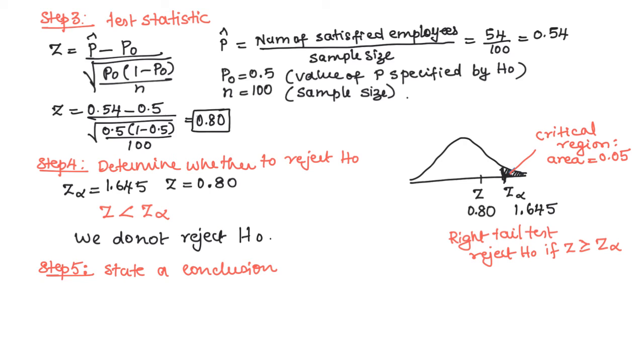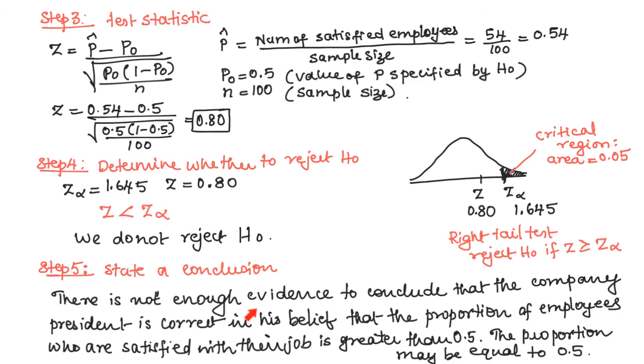Step 5, state a conclusion. There is not enough evidence to conclude that the company president is correct in his belief that the proportion of employees who are satisfied with their job is greater than 0.5. The proportion may be equal to 0.5. Now you know how to test a hypothesis about a population proportion using the critical value method.